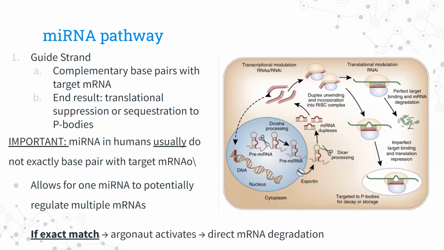So right there, I guess I skipped a step by saying it, but miRNA in humans usually don't exactly base pair. Usually a lot of what's happening is just sequestering into the P bodies. The mRNA degradation happens in other cases in different ways. But perfect base pairing gets degraded, imperfect, it gets sequestered.